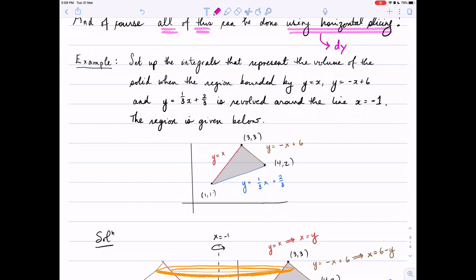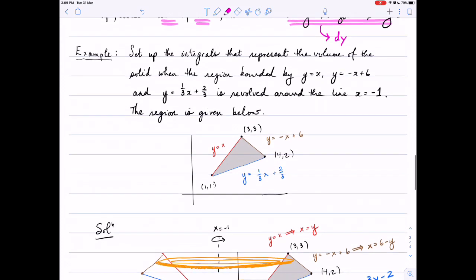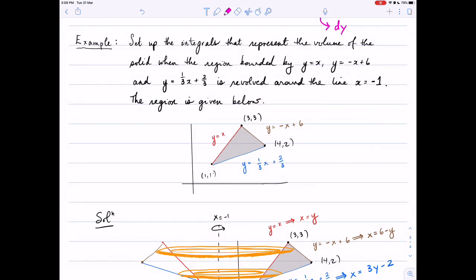So what do we have here? We're going to do an example that puts all of this together, but is going to be using horizontal slicing. So let's read this example. We're asked to set up the integrals that represent the volume of the solid when this region, the region bounded by y equals x, y is equal to minus x plus 6, and y is 1/3 x plus 2/3, that's that curve there, is revolved around the line x is equal to -1.